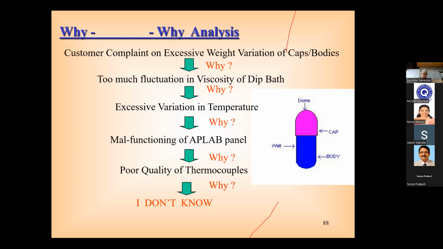Then we said why? Because of excessive variation in temperature. Then again the question was asked, why? Malfunctioning of the panel, the electrical panel which was procured from abroad. Then why? Poor quality of thermocouples. Then the boss pointed out, look, these thermocouples were imported from Japan just last week. Then the fellow says, I don't know, because if he opens his mouth, then he will be out of the gate. So this is what happened.